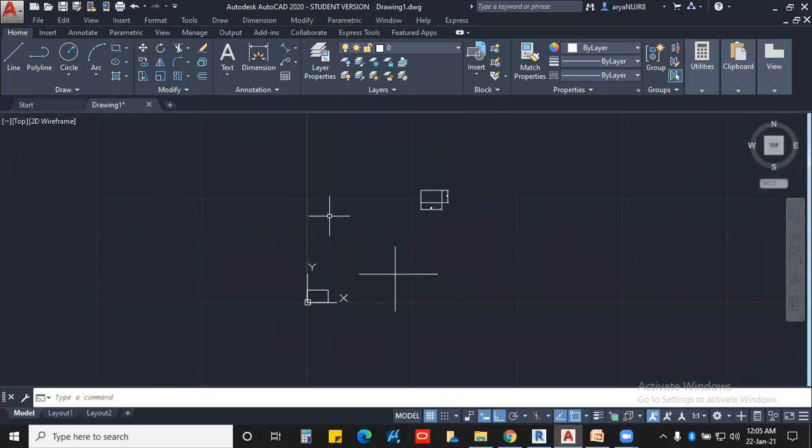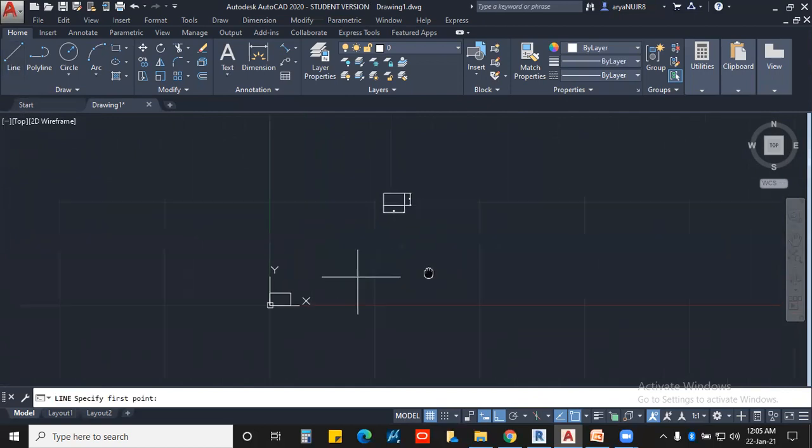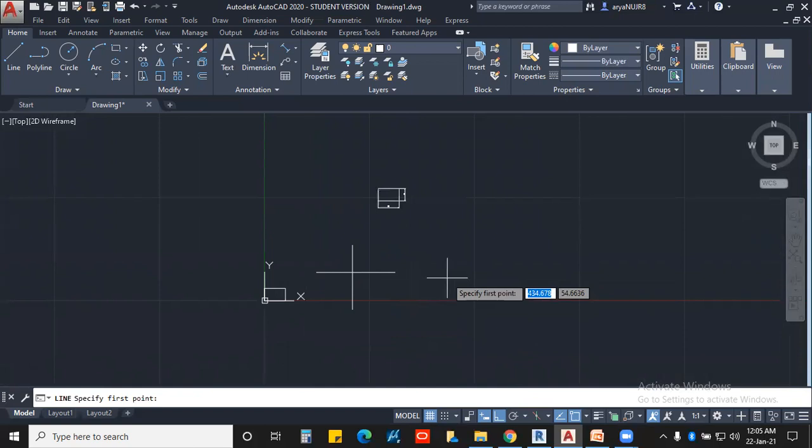So now I'm going to draw the same rectangle with the same direction in the relative rectangular system. For that, I again choose the line option. Now you can choose whatever point you want, so I'm starting from the coordinate 100,100. I input 100,100, enter. So it's starting from here.